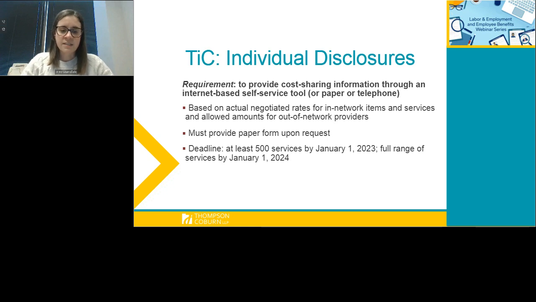And the deadline for this, by January 1 of 2023, plans must have this information for at least 500 items and services. And the agencies, IRS, DOL, and HHS, are currently working on what that list of 500 items and services is going to be. So it's not just any 500 items and services, it's a prescribed list. And then plans should have this available for the full range of items and services by January 1 of 2024. So we have a little bit of time for this one, but it is coming up in 2023.